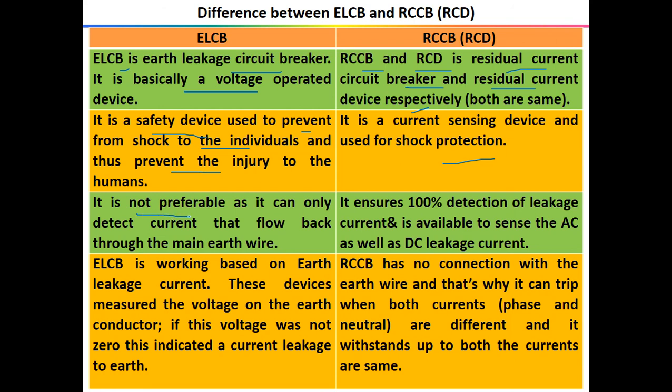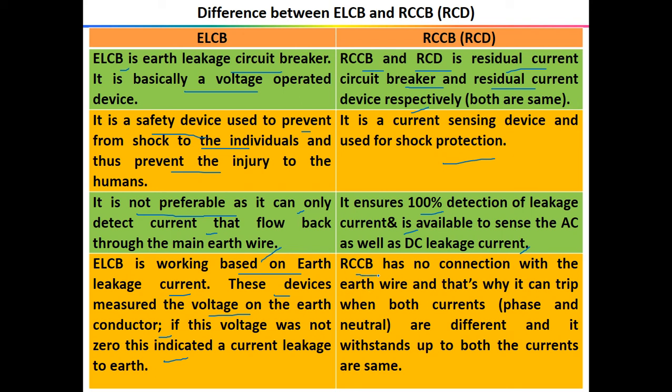ELCB is not preferable, as it can only detect current that flows back through the main earth wire. However, RCCB and RCD ensure 100% detection of leakage current, and they can sense AC as well as DC leakage current. ELCB works based on earth leakage current, and these devices measure the voltage on the earth conductor. If the voltage is not zero, this indicates a current leakage to earth.